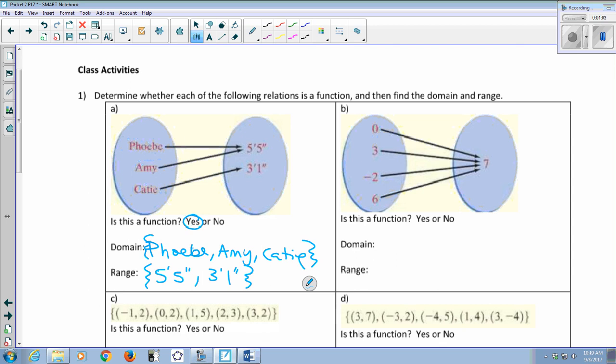All right, another one where we have a picture. Is it a function? So you have to ask yourself, is there an x that gets mapped to more than one y? So 0 gets mapped to 7 and only 7. That's okay. 3 gets mapped to 7 and only 7. -2 gets mapped only to 7. 6 gets mapped only to 7. So yes, this is okay. This is a function. Okay. Its domain is the set on the left, 0, 3, -2, 6. And its range is the set on the right, which is just 7.